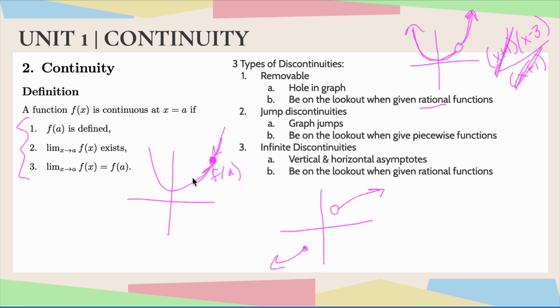Lastly, infinite discontinuities. These have to do with asymptotes, right? So again, these happen with rational functions. If you have something like 1 over x plus 3, you're going to have a vertical asymptote at -3. So something like this, you definitely want to be on the lookout for infinite discontinuities, or vertical and or horizontal asymptotes. Okay, now let's jump into some practice problems.